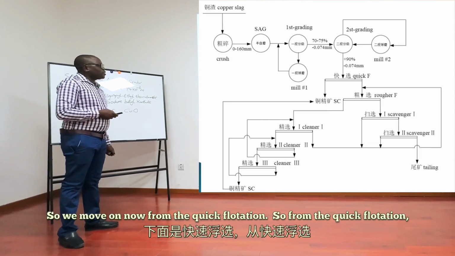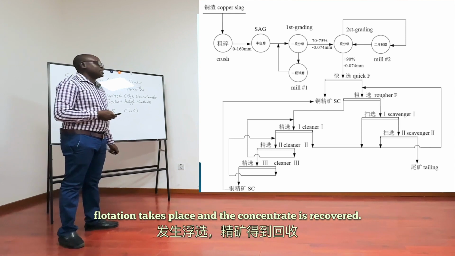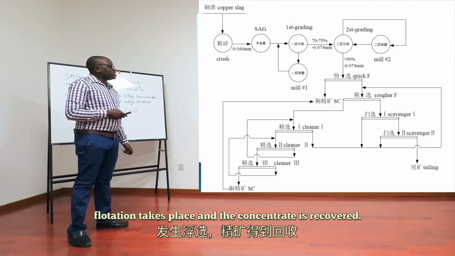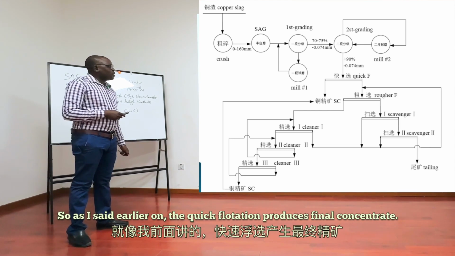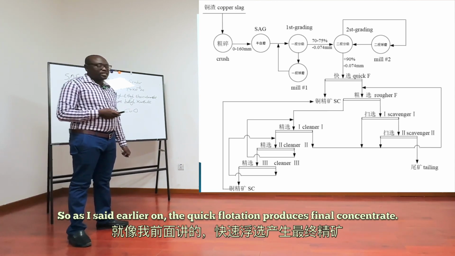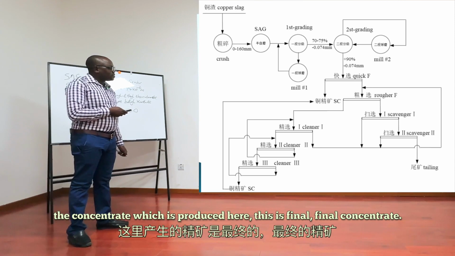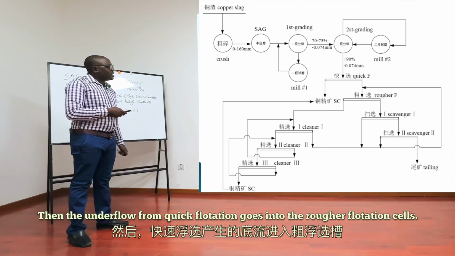So we move on now to the quick flotation. The flotation takes place and the concentrate is recovered. As I said earlier on, the quick flotation produces final concentrate. The concentrate which is produced here is final concentrate. Then the underflow from quick flotation goes into the rougher flotation cells.